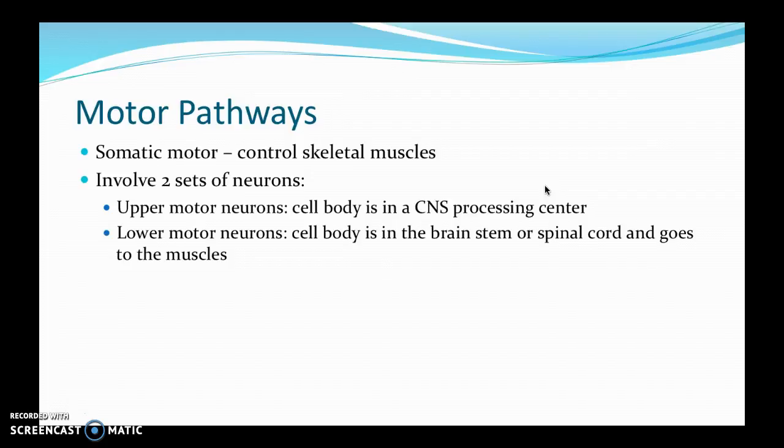Here we discuss the somatic motor pathways that control the skeletal muscle of the body. There are two neurons involved in this pathway, the upper and lower motor neurons. The upper motor neuron cell body is in the central nervous system processing center, which is usually the motor cortex. This travels to the brainstem or spinal cord and synapses with the lower motor neuron. The second neuron then carries motor commands to the skeletal muscles.